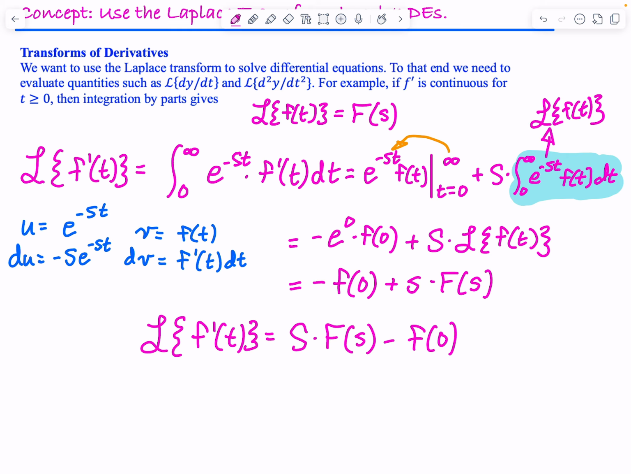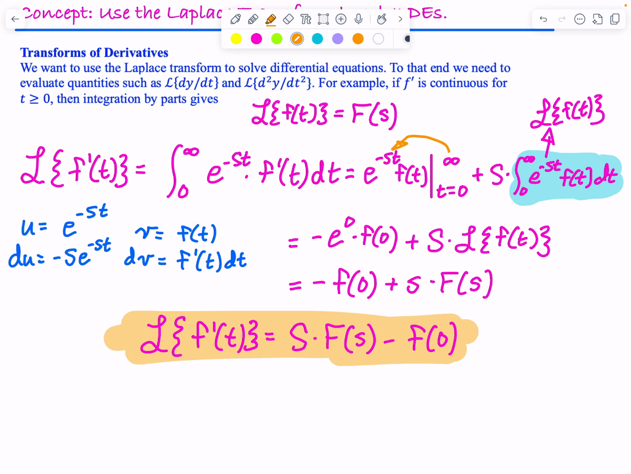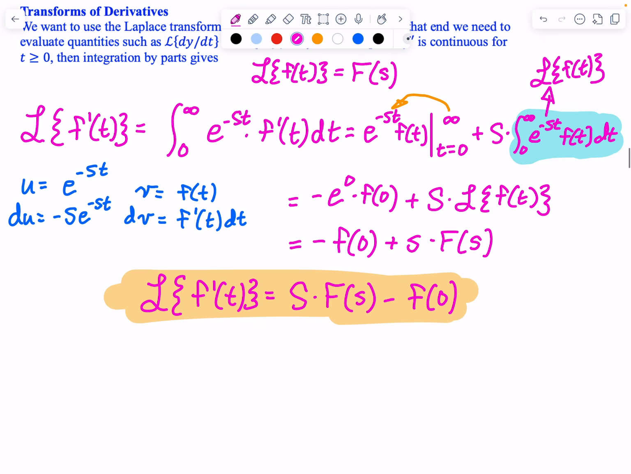So if you see f of 0 here, that means we're probably going to be using some kind of IVP. And you would be correct. Okay, so there's our first rule for the first derivative. Now we're going to do it for the second derivative and then make a conjecture about the nth derivative.